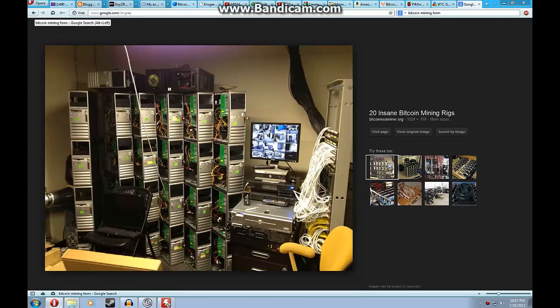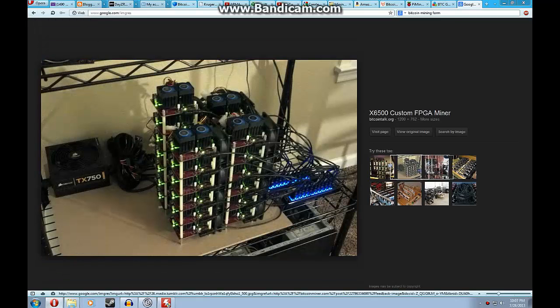But basically, these are all using at least 400 watts of power, each one. This is another setup, an older setup of the cards that are out now. It took up less room, but it was obviously more amateur looking.